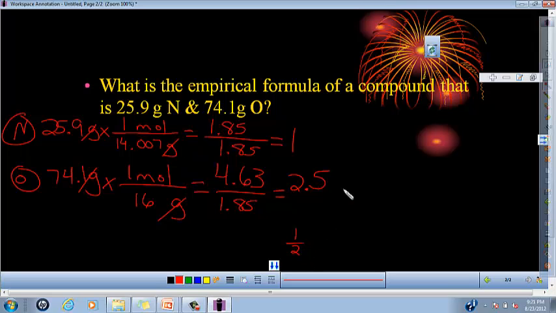So we're going to multiply both of these numbers by 2 to get rid of a half, because you can't have a half of an oxygen atom, right? Makes no sense. You got to multiply everybody by 2, and get rid of that little half of an atom that can't really exist. So you got 2 and 5. So you got N2, and then O, oxygen, 5. Okay?